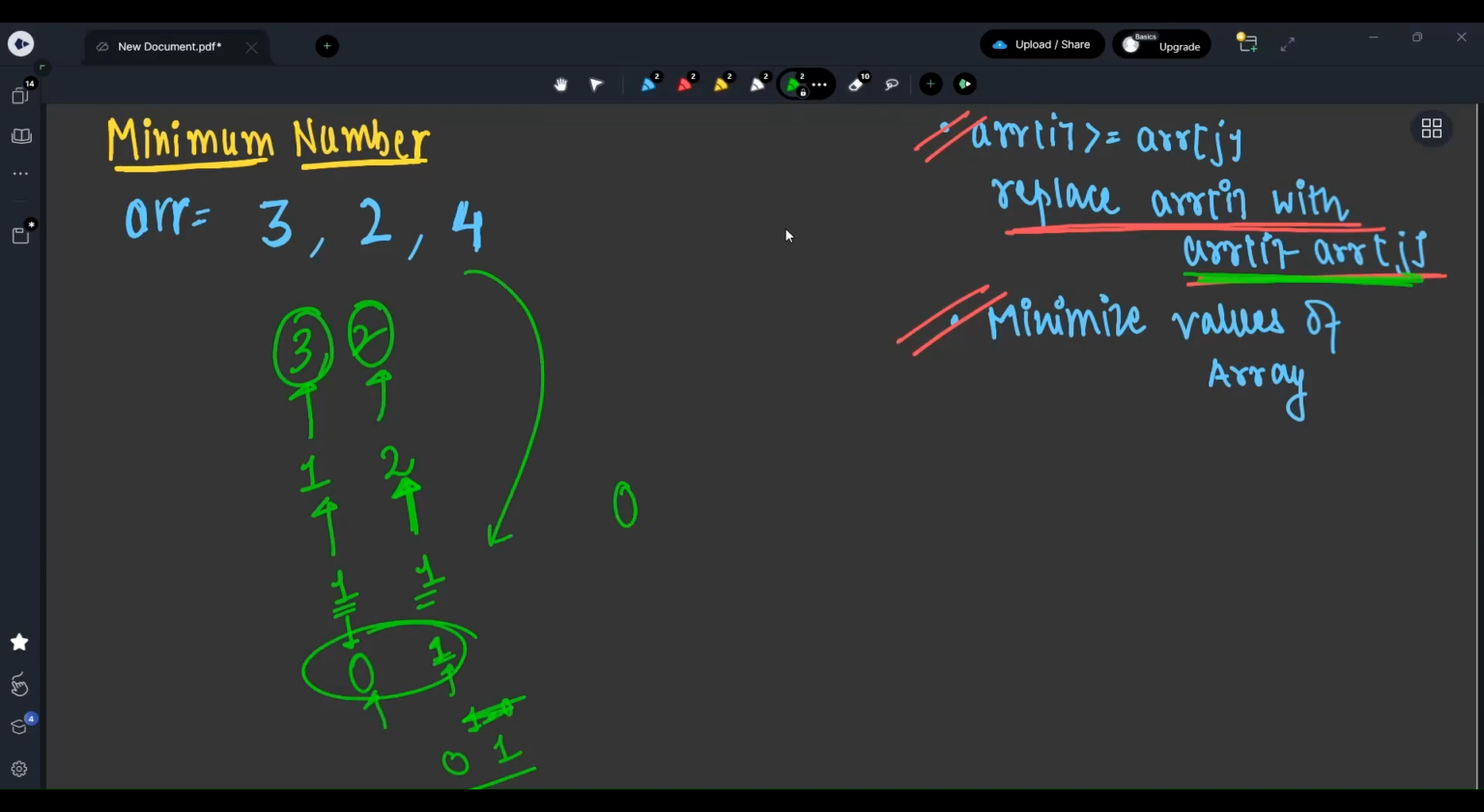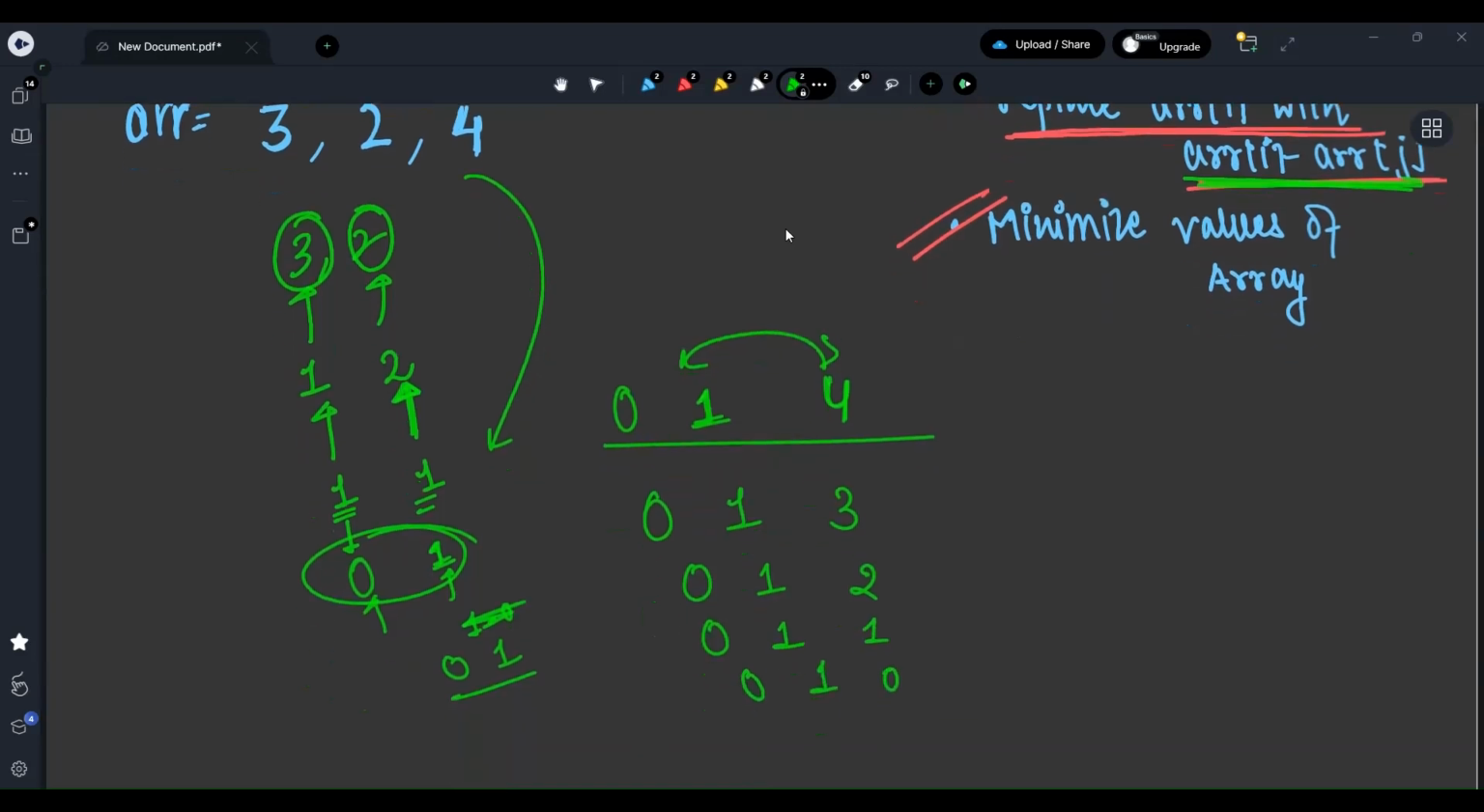Now let's take 4 again. This 4 can be compared with 1. So 4 is greater than 1, so it will become 3. 3 is greater than 1, it will become 2. 2 is greater than 1, it will become 1. 1 is greater than or equal to 1, it will become 0.